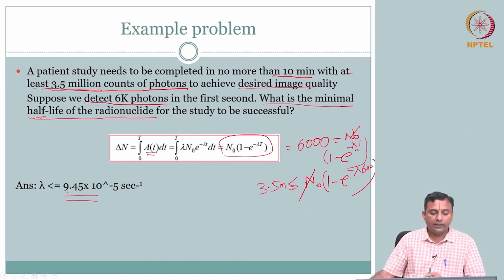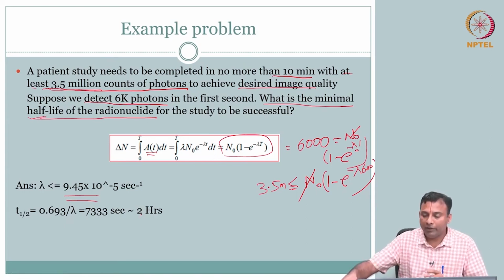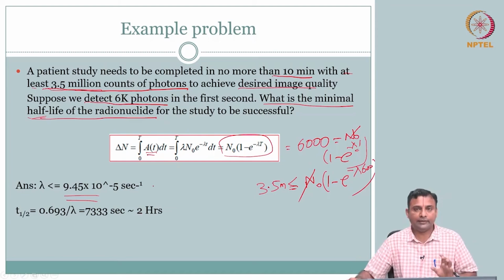So if this is the case, then you can look at what the minimum half life is. This is lambda. From this, what is asked is your half life. You know the relationship between half life and lambda, 0.693 divided by lambda. So if you do that, you get approximately 2 hours. I hope you get the sense of numbers here.